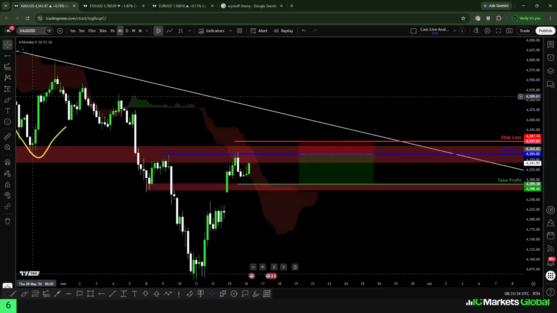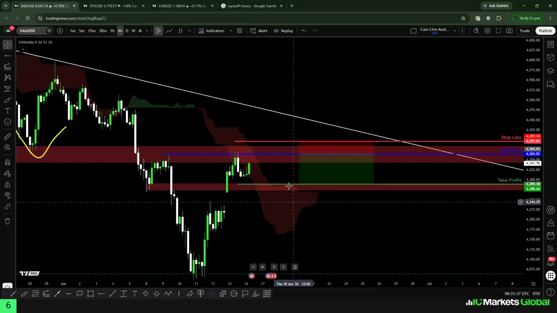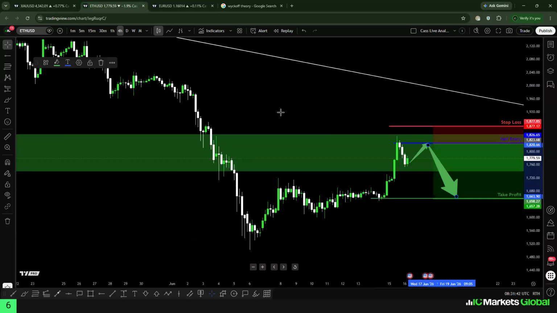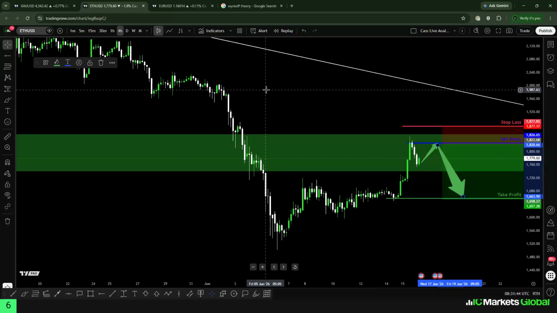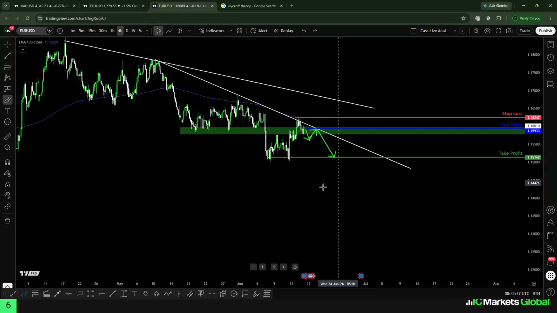Okay, so that's all I have for you guys today. Again, this is not a high probability setup. I hope you learned something from me. I hope it helps you see things from a different perspective.